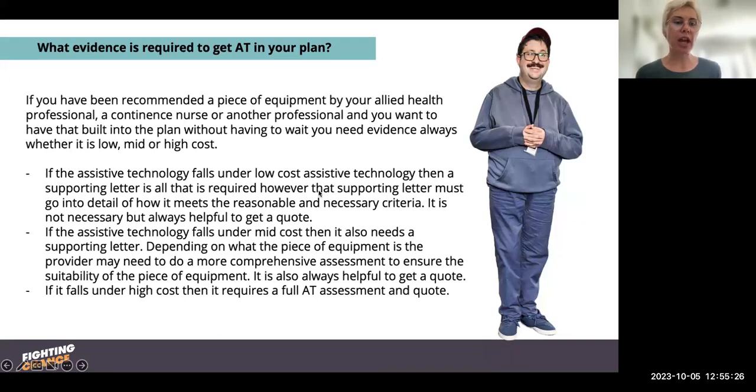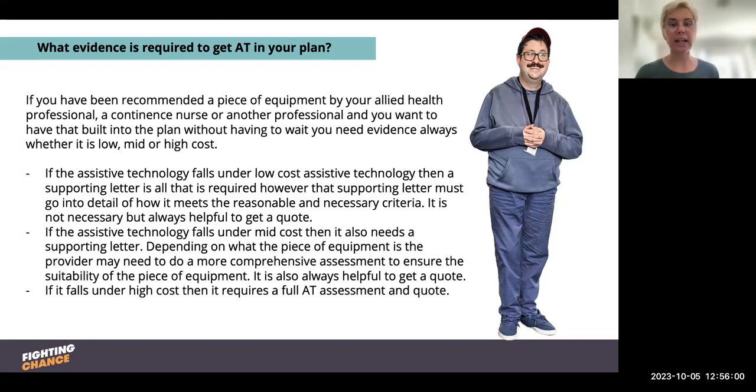So when it comes to evidence required to get it into your plan, so if you've been recommended a piece of equipment by your allied health professional or a continence nurse or another professional, and you want to have that built into your plan without having to wait, you need evidence always, whether it's low, mid, or high cost, which I've said a few times through today's webinar, and it is really important. As always, it's an insurance scheme, so we need to always have evidence to back us up.